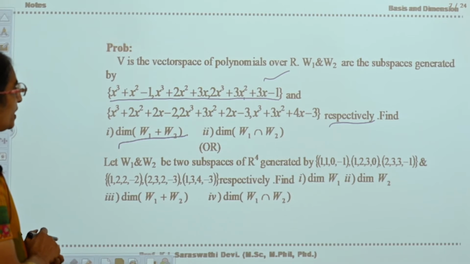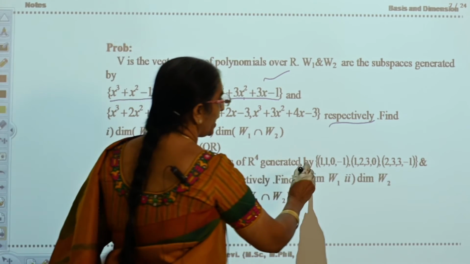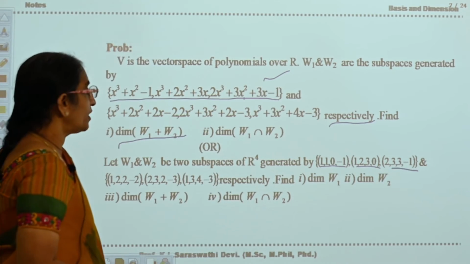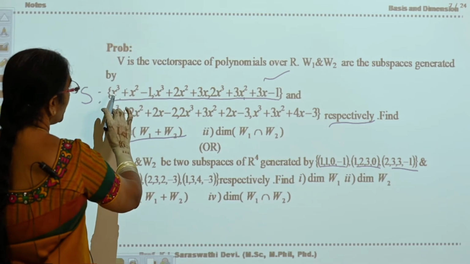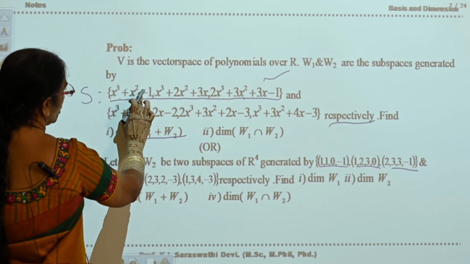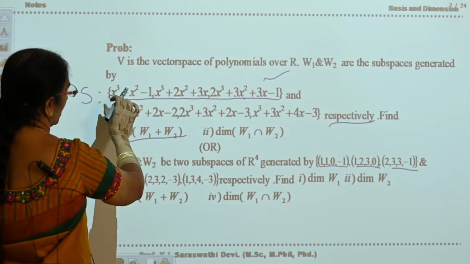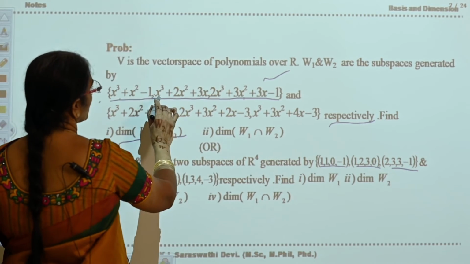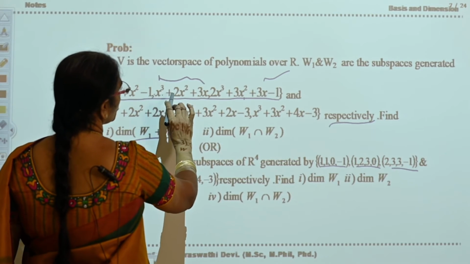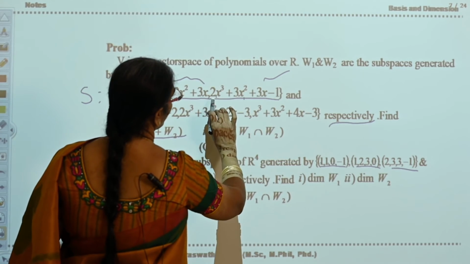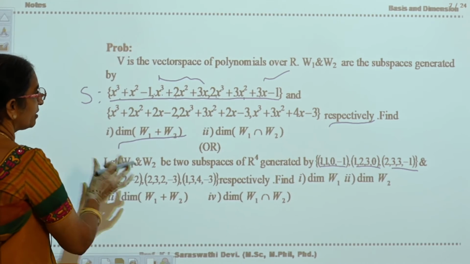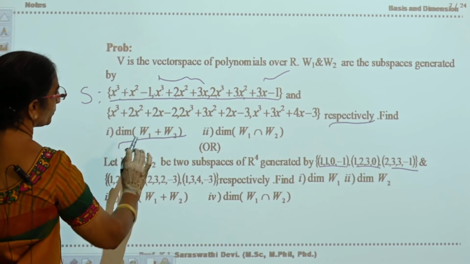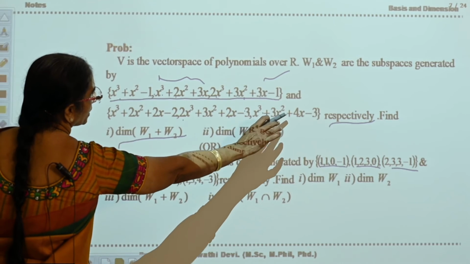Now see here, W1 and W2 are two subspaces of R4. They are generated by, here I have written the coordinates of the vectors. What is the first one? W1 is generated by this set of polynomials. The coordinates of the first polynomial are 1, 1, 0, minus 1. The x coefficient is not there, therefore you have to take it as 0. So 1, 1, 0, minus 1. Next, the coordinates of the second one, 1, 2, 3, 0. The coordinates of the third one, 2, 3, 3, minus 1. Now this is the generator of W1 and this is the generator of W2: 1, 2, 2, minus 2; 2, 3, 2, minus 3; 1, 3, 4, minus 3.